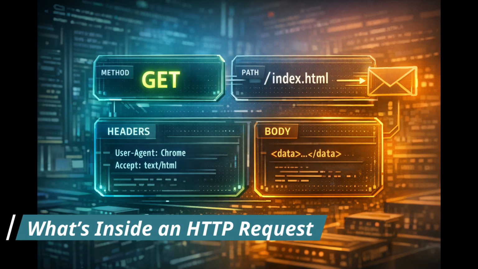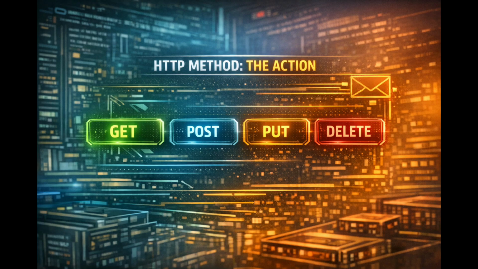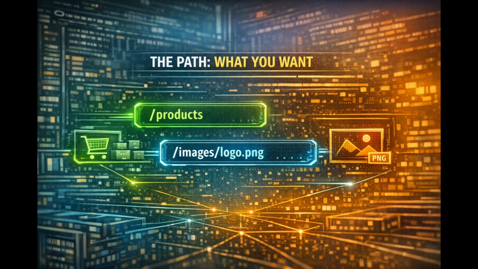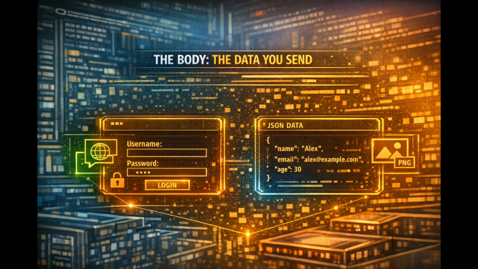Let's look inside a request. A request contains four main parts. 1. The method. 2. The path. 3. The headers. 4. The body. The method is the action. For example, get, post, put, or delete. The path is what you want. For example, /products or /images/logo.png. Headers contain extra information. Your language, your cookies, your device type, your accepted formats. The body is optional. It contains data you want to send. For example, a login form or a JSON object.